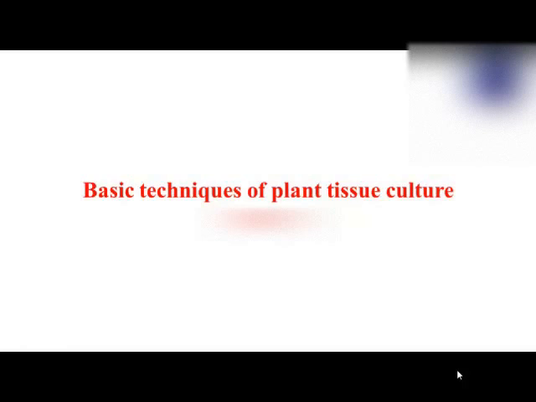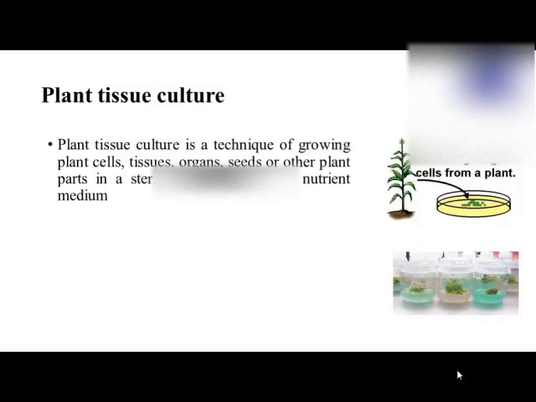Before going into details of basic techniques of plant tissue culture, we must know what plant tissue culture is. In previous lessons, we already discussed that plant tissue culture is a technique of growing plant cells, tissues, organs, seeds or other parts in a sterile environment on a nutrient medium. Even a single cell of a plant can be cultured in vitro. Two conditions are necessary for plant tissue culture, that is, a sterile environment and a nutrient medium. A sterile environment is necessary to avoid any type of contamination, and a nutrient medium is required for the growth of the plant.